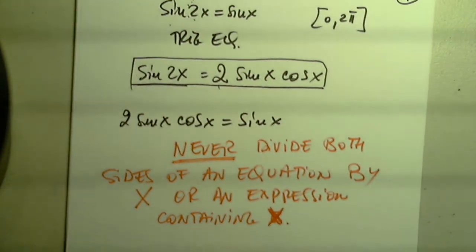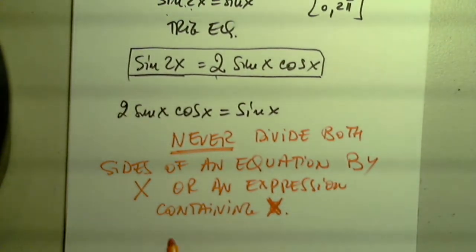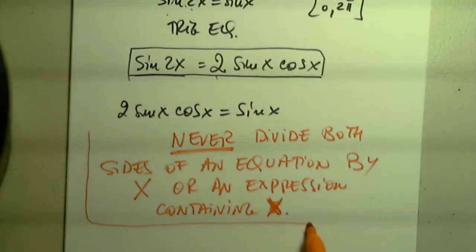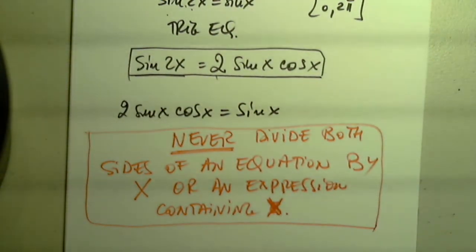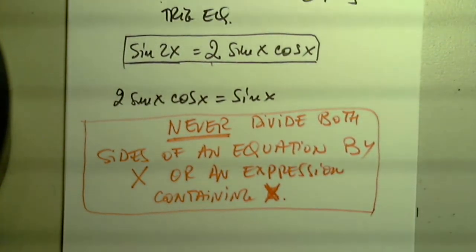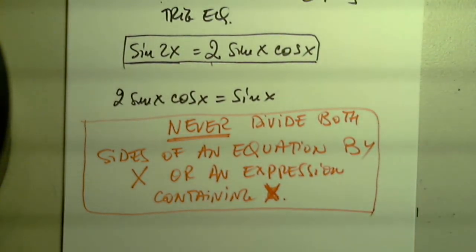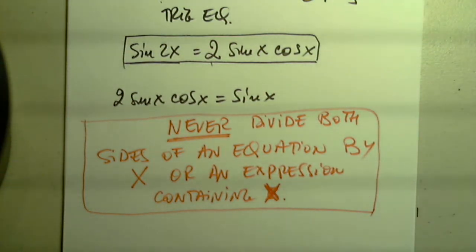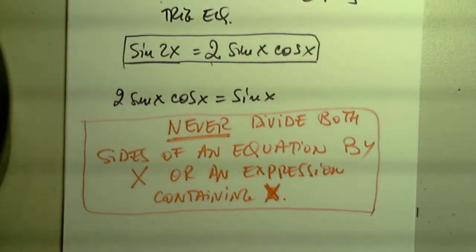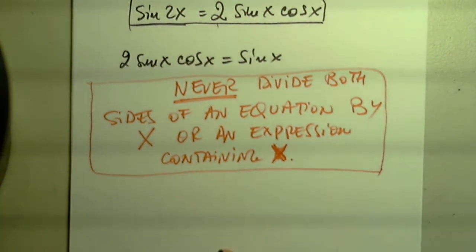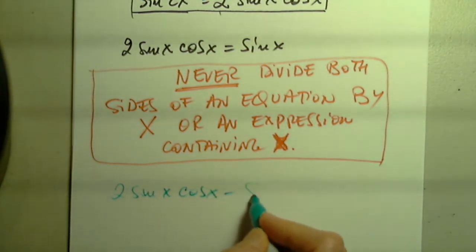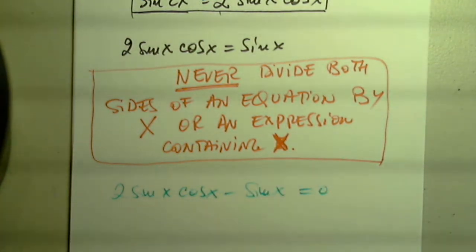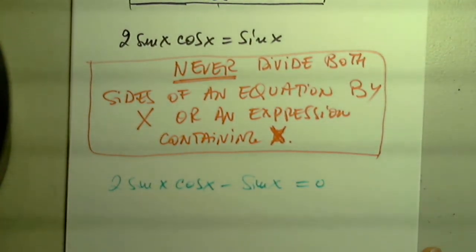Okay? So other suggestions. It's okay. Tell me what's on your mind so we can address and correct. Thank you for saying that. So if I cannot do that, then what is my next step? Can we subtract sine, move it over to the left? Absolutely. So 2 sine x cosine x minus sine x equals 0. Perfect. Excellent.